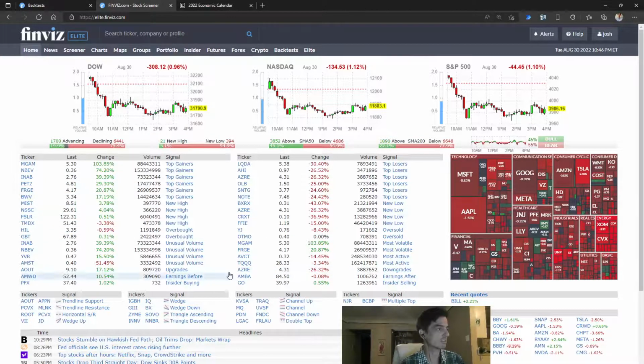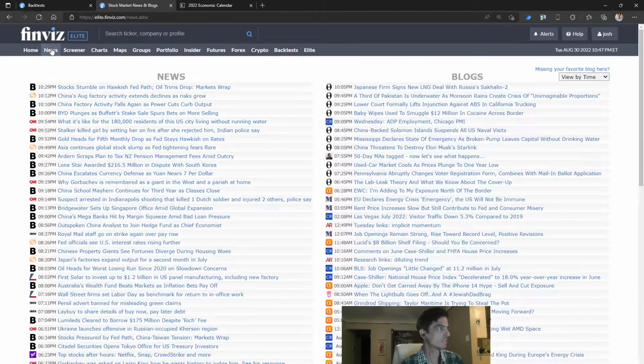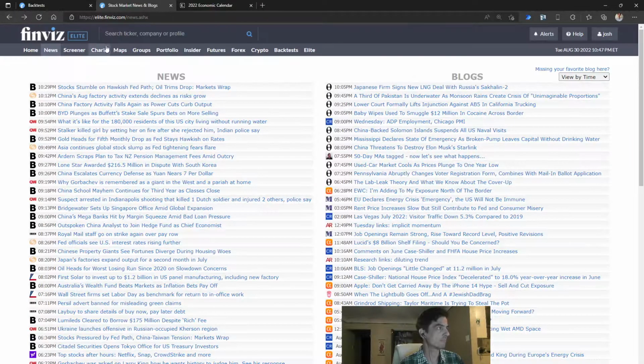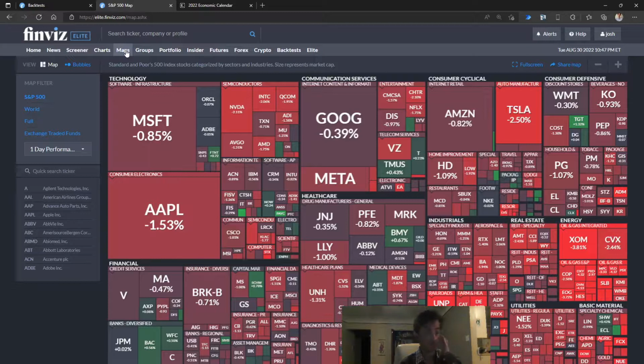highs and lows tickers if you want to look at that. Some news, scan through the news. Charts, we haven't done that yet. I usually do that on Yahoo. This looks like a pretty good one. Might have to look at it eventually. Go through the maps, kind of a muted red day.